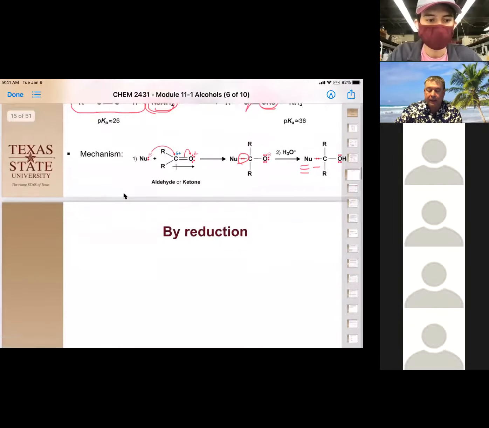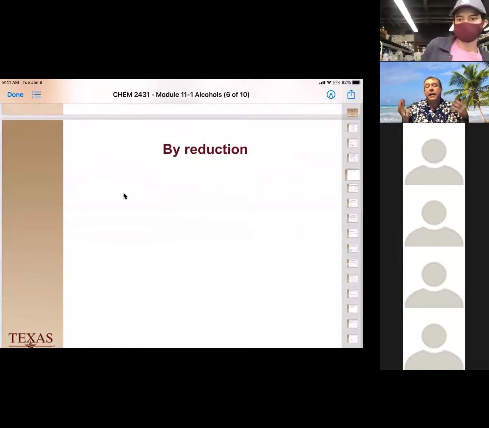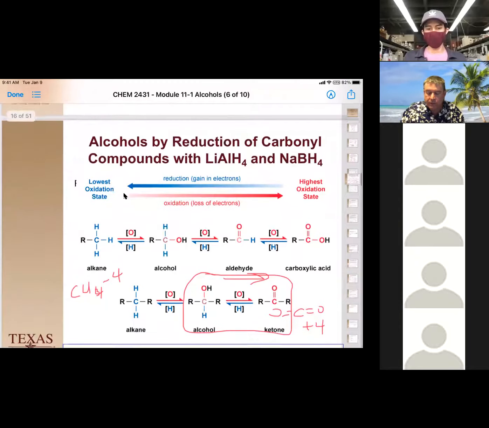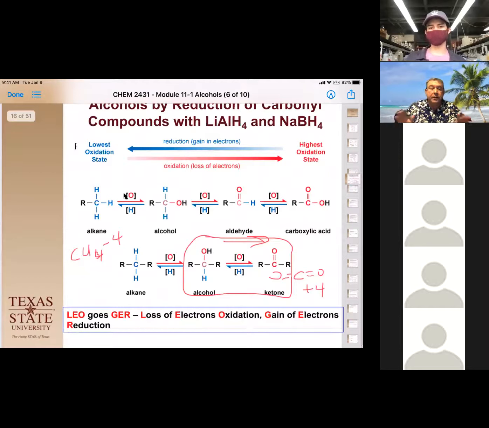All right, so that is making alcohols by attacking carbonyl compounds. So now let's look at it a different way. Let's take a carbonyl compound and add hydrogen across it. So we're going to be making alcohols by the reduction of carbonyl compounds. The first thing we have to remember is the oxidation state we talked about when we discussed alkenes and alkynes. So we have to remember that we have this spectrum of oxidation states.